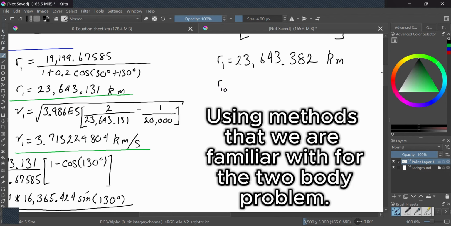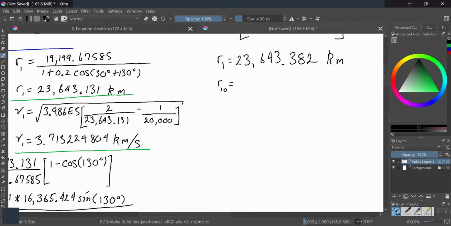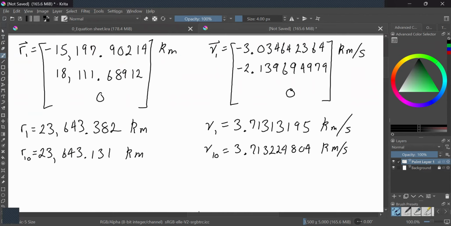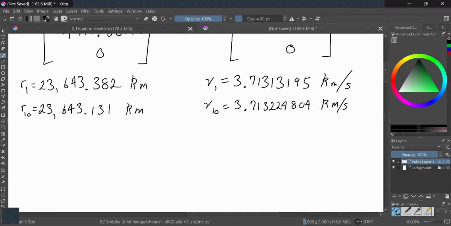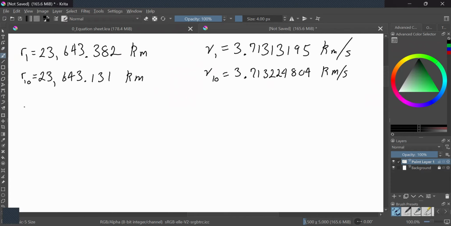using the methods that we are familiar with for the two-body problem, we are given 3,643. Let me just copy this over. I don't need to rehash this. All right, so I just copied over velocity and skipped over it because you didn't want to see me shaking the screen around. So now I want to take a look at the percent error for radius. So I want to know the percent error. How far off were we actually with this?